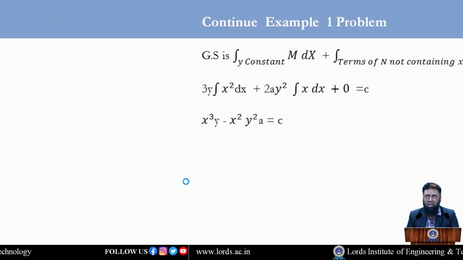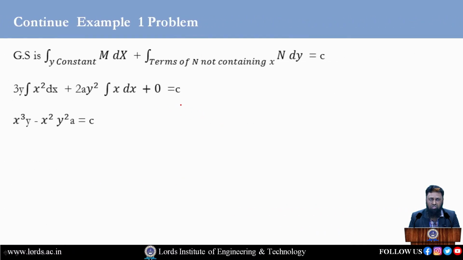Now we go to the general solution. The general solution is integration of M dx plus integration of N dy. Now here N does not contain the x term.